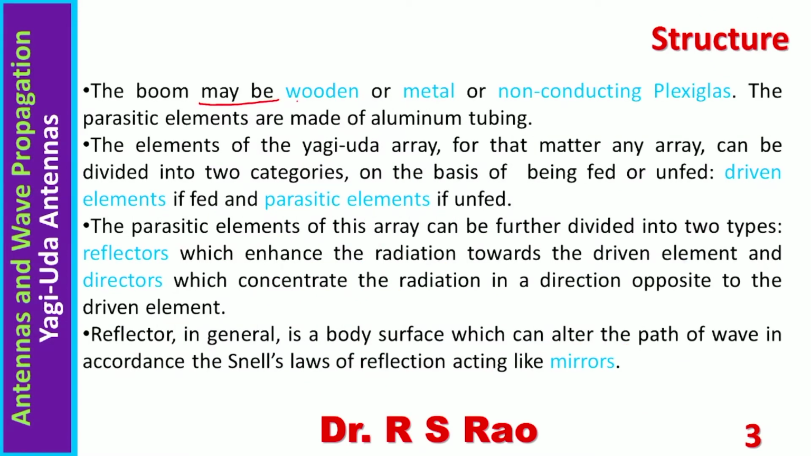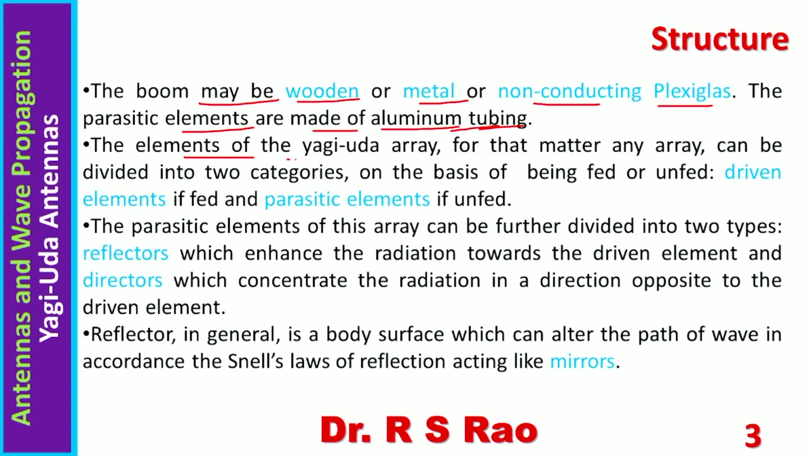The boom may be wooden or metal or some non-conducting material, let us say, plexiglass. The parasitic elements are made with aluminum tubing. So the boom is non-conducting, whereas the elements are conducting.